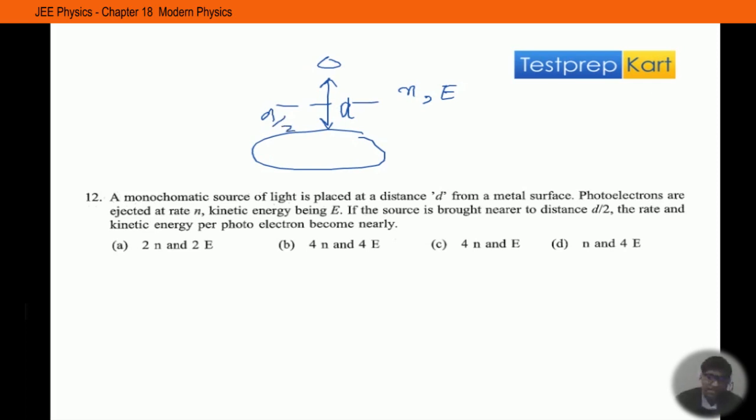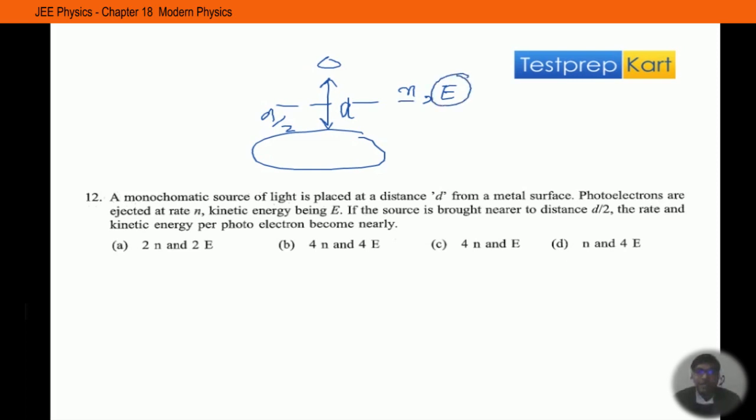In this case, we have to be very clear that whenever photoelectric emission takes place, the energy of the electron depends on the frequency of the photon falling on the surface. So as the source remains the same, there would be no change in the energy of the emitted electron. So the energy would remain the same.